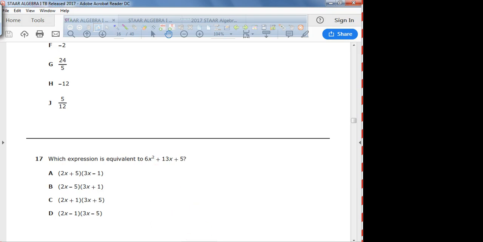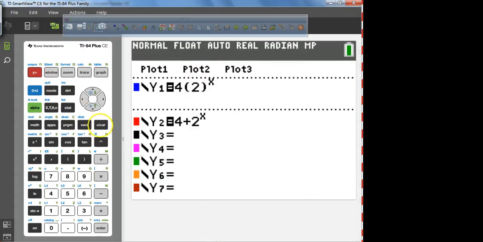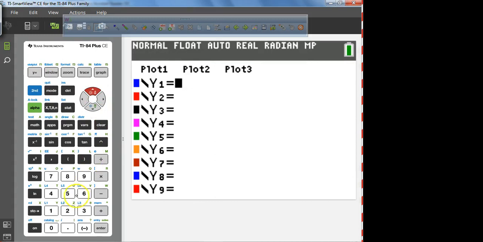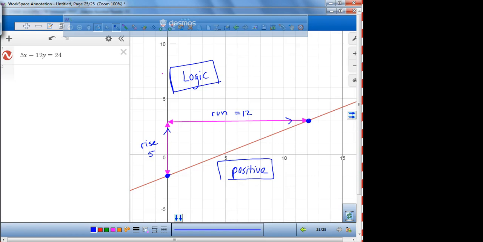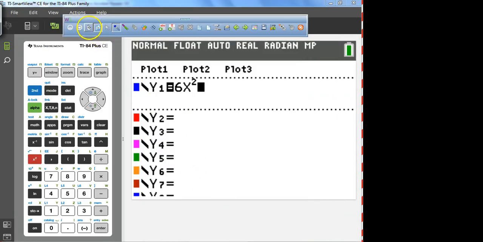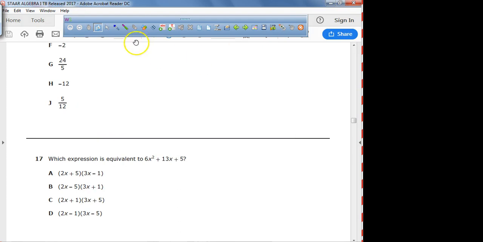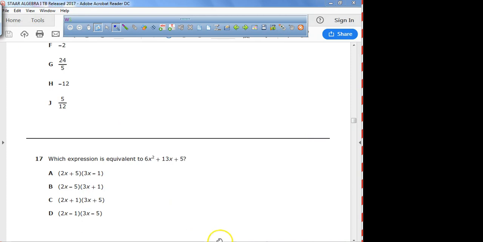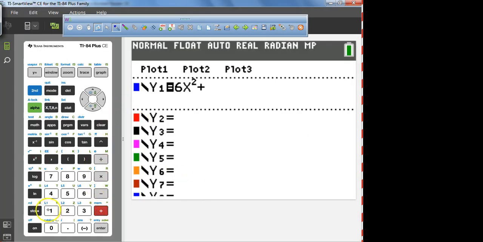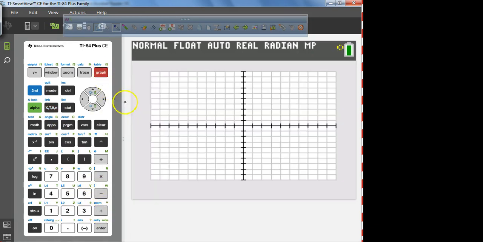So right here, here's what I want you to hit: y equals. Clear this out. You're going to type in 6x squared plus 13x plus 5. See that right there? That's the graph. So hit y equals, type that in, hit graph.